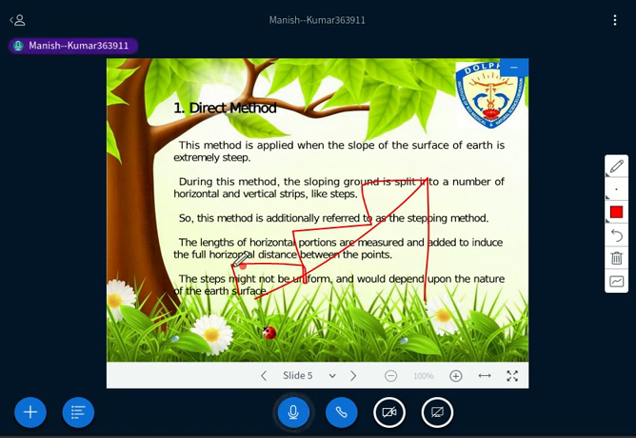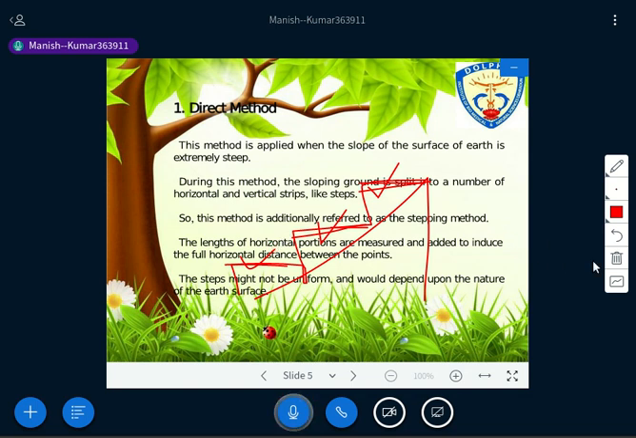Is it clear? And we have to measure this horizontal distance, right? Only this horizontal distance has to be measured here, and by summing up all these horizontal distances we get the measurement of the horizontal equivalent of the sloping length. And one more thing: the steps might not be uniform. It means as per the slope, the first step may be longer than the second step, so it is not necessary that all these steps should be equal, right? You have to keep this in mind while applying the direct method.